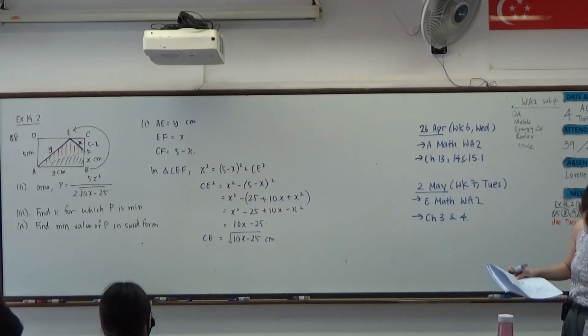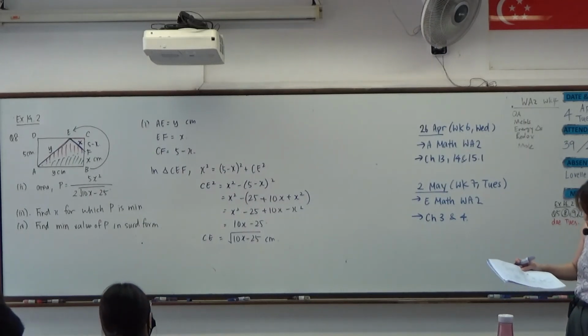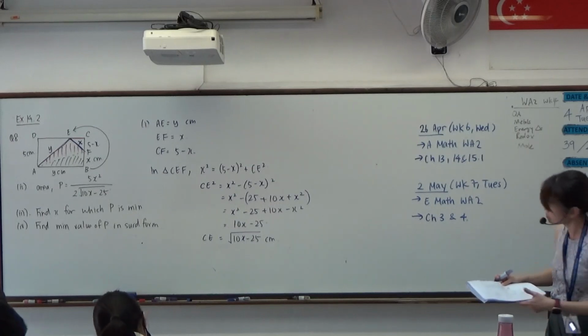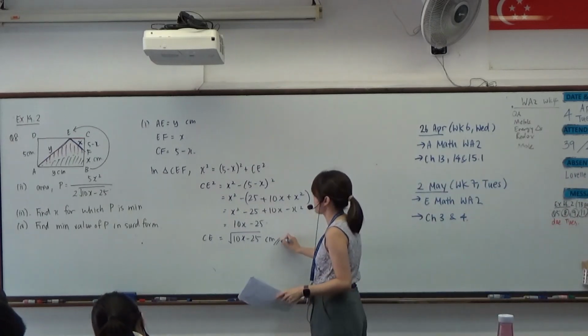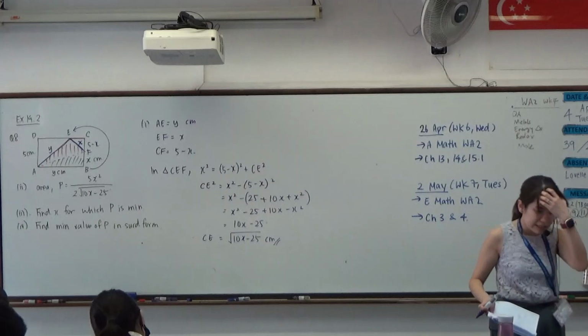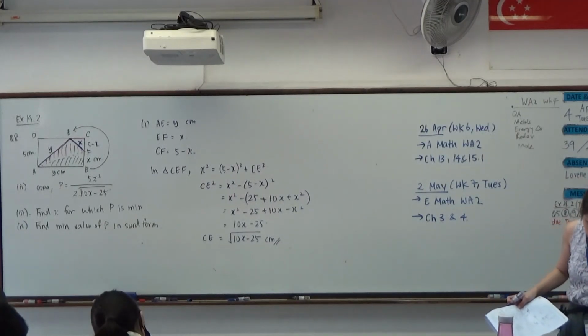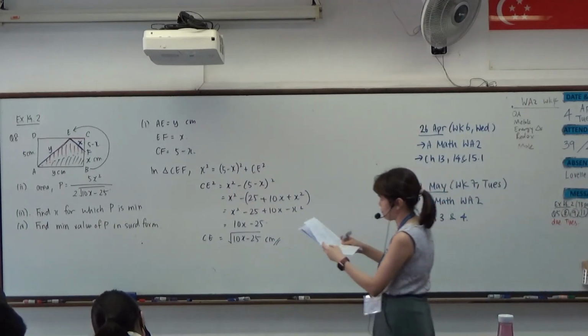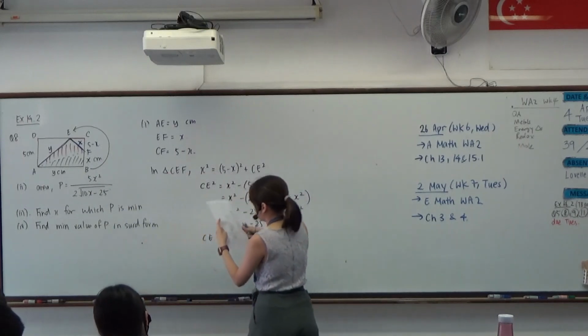Okay, so that is how we find out what EC is. So that's the first part. Then after that, in that same question, the question wants you to find out what AE is. AE, we have already found it, and that is YCM.